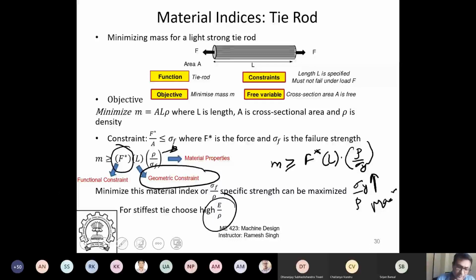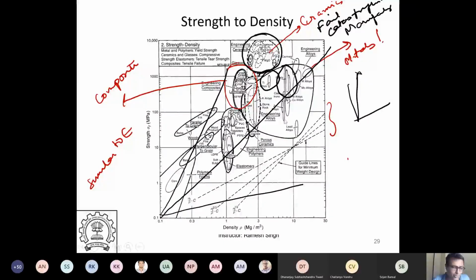Sigma by rho. If I have to choose, what material will you recommend? Just type in your chat boxes. What material do you think we should recommend? Look at this. So I know I have a uniaxial thing. So sigma by rho is equal to constant. So this is the one which I should worry about. This is the sigma by rho. I keep on going parallel and choose the material. So a family of materials will have the same value.